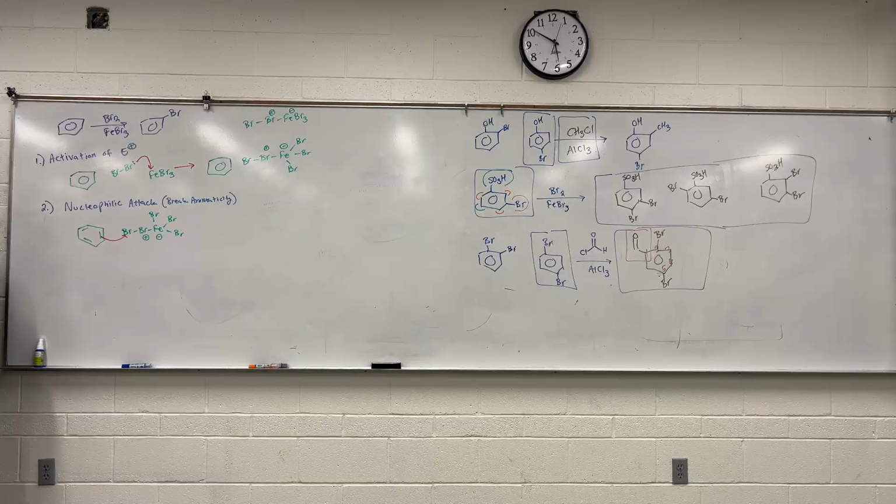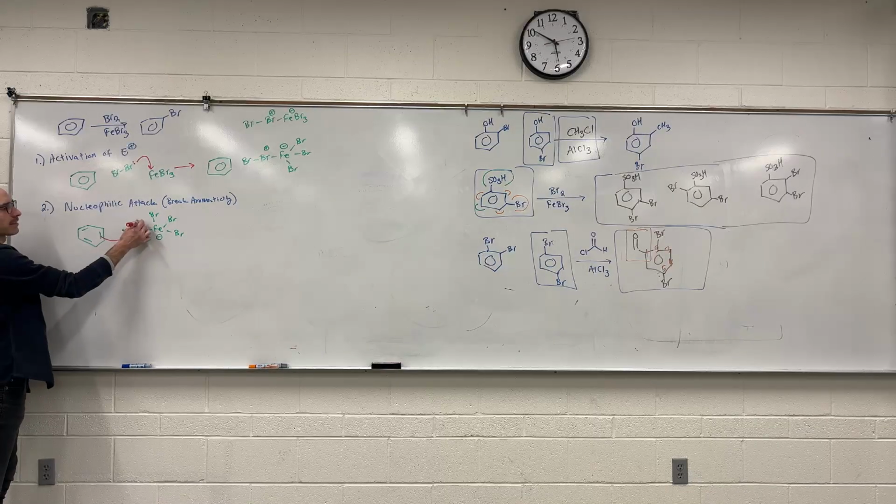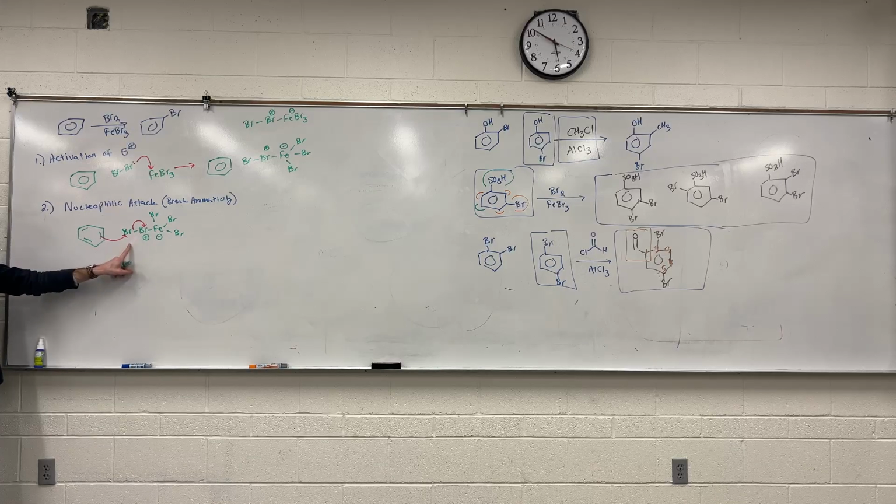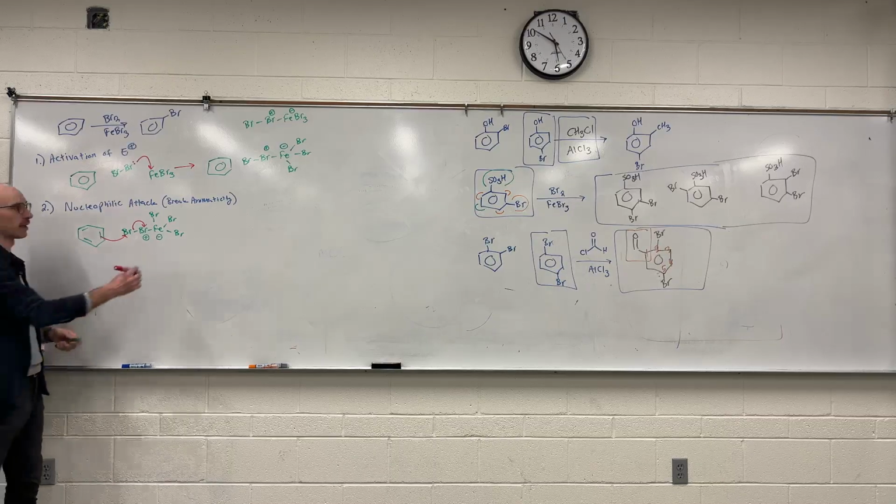Why would it not just attack the bromine with the positive charge? Attacking a bromine with a positive charge wouldn't actually help that bromine out. What that bromine wants, it wants a bond back. So we attack the outermost bromine and break the Br-Br bond back to the positively charged bromine.